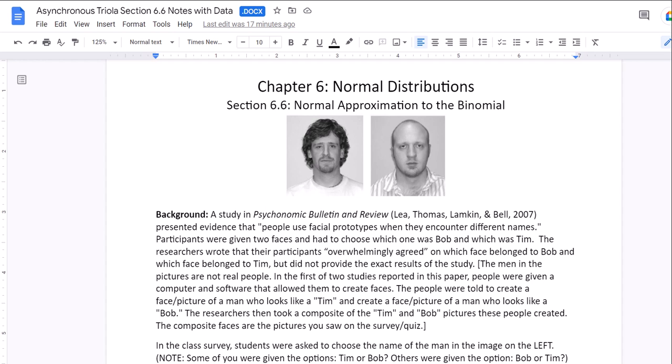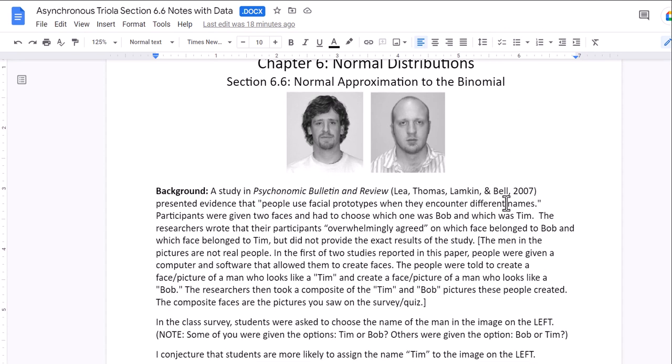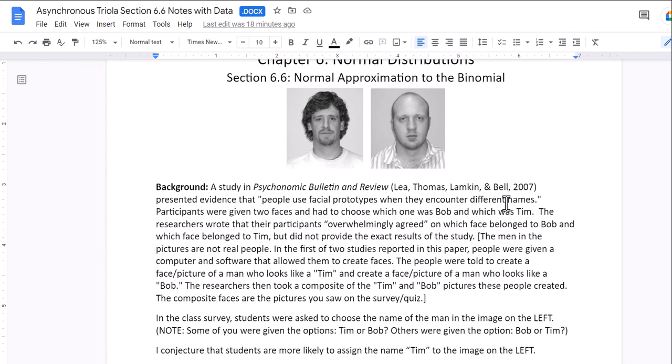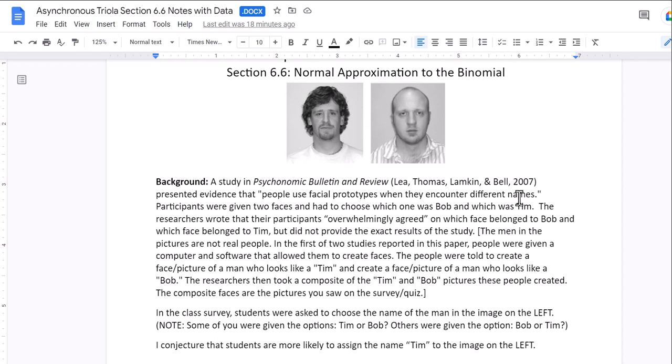In the first of two studies reported in the paper, different people were given a computer and software to allow them to create faces, and the task was to create a face for someone named Tim and to create a face for someone named Bob. Then someone took all of those pictures and created a composite of what a Tim looked like and what a Bob looked like based on all those pictures. So these are not real people.